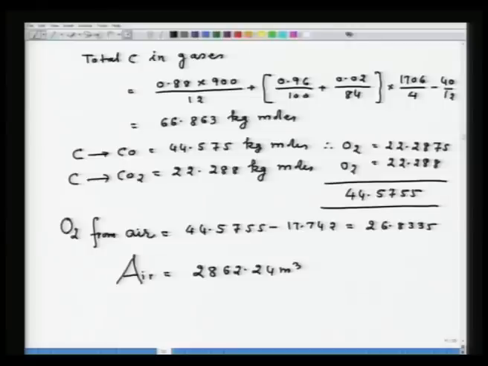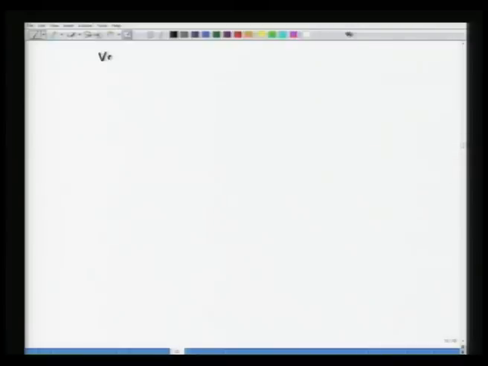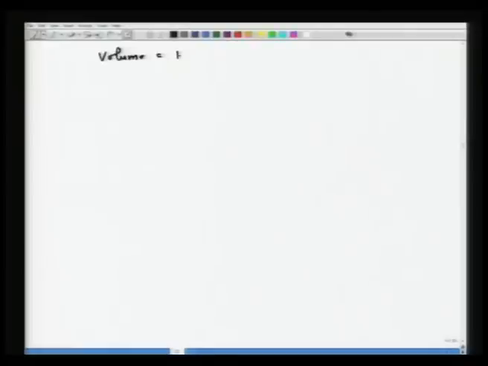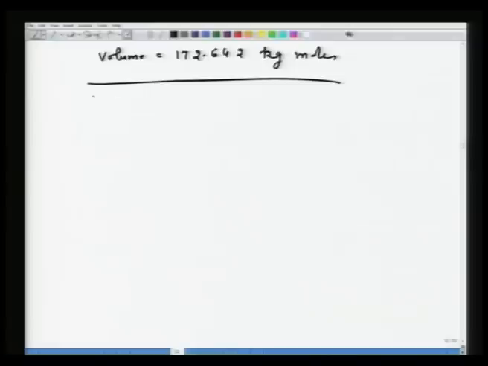Now, the last thing which is left is the volume and percentage composition of blast furnace gas. In order to calculate the volume of gas, we already calculated CO, CO2, and we have to calculate nitrogen. If you do, we also have to add H2O. So, the volume of gas will be equal to 172.642 kg moles. So, that makes the calculation of charge balance complete.